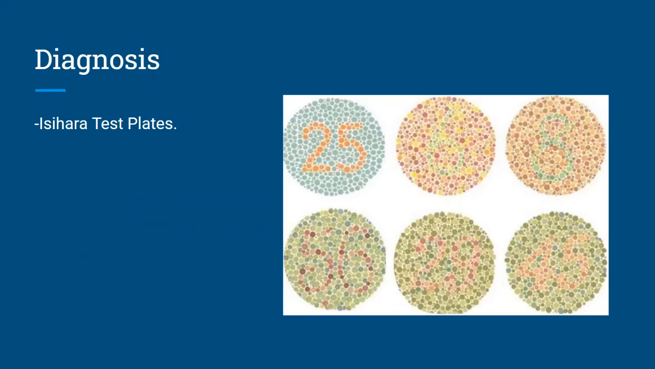So the Ishihara test plates: color vision deficiency is usually detected using these charts. The plates consist of gray and colored dots. The patient is asked to identify the number in the middle of the circle, and after they have identified it, more testing may commence.